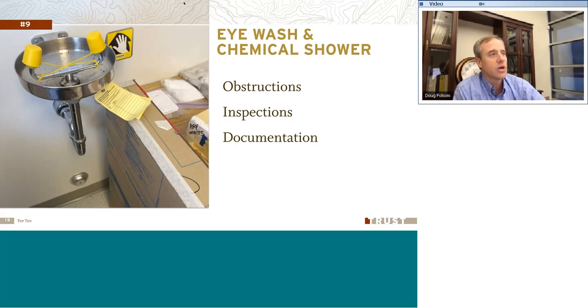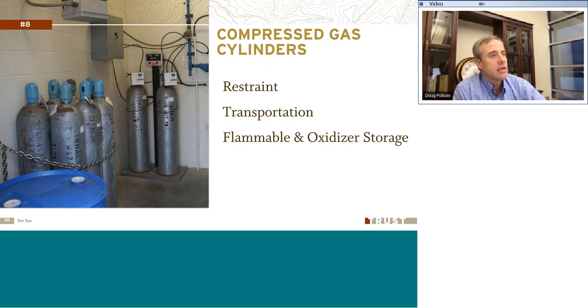Other things we see a lot as we do SARs is obstructions to emergency equipment like fire extinguishers or eye wash stations. Also the documentation for regular inspections of your eye wash station, something that we see quite a bit out there. Where you have your compressed atmosphere cylinders, gas cylinders, if they're not appropriately restrained, that's a common one we see a lot. Making sure that you have your oxidizers and your fuel gases separated, not stored together. They need to be at least 25 feet apart or have a fire break in between them.